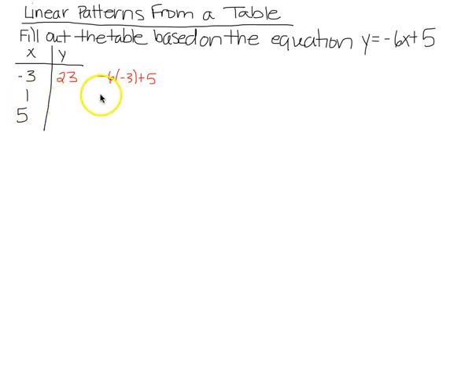Then move on to the next one. So -6 times 1 plus 5. So -6 plus 5, which gives me -1. And then the last one, -6 times 5 plus 5. So this is -30. -30 plus 5 is -25. And so then this would be our answer. We've completed the table. We showed our work. Hopefully that one's pretty straightforward.